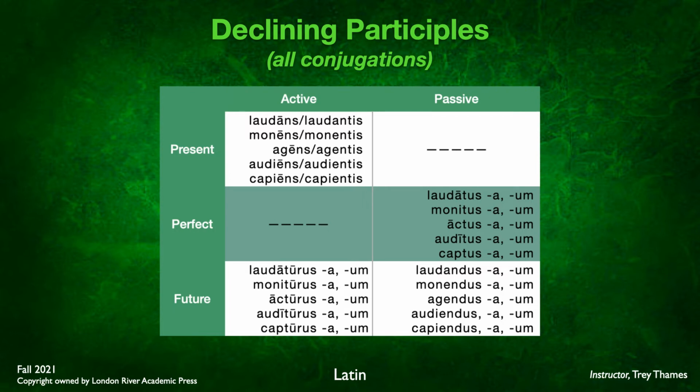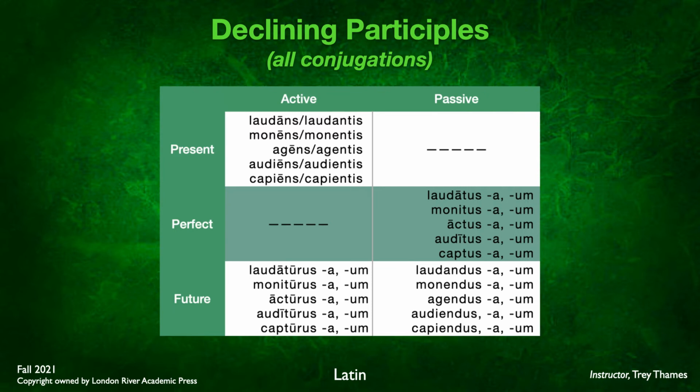Notice the perfect passive forms. We have the fourth principal part, basically. Laudatus, a, um, monitus, a, um, actus, a, um, auditus, a, um, and captus, a, um. Future active. Almost the same thing as we just said, but we're going to add that UR in the middle there because it's future. So laudaturus, a, um, moniturus, a, um, acturus, a, um, auditurus, a, um, and capturus, a, um.